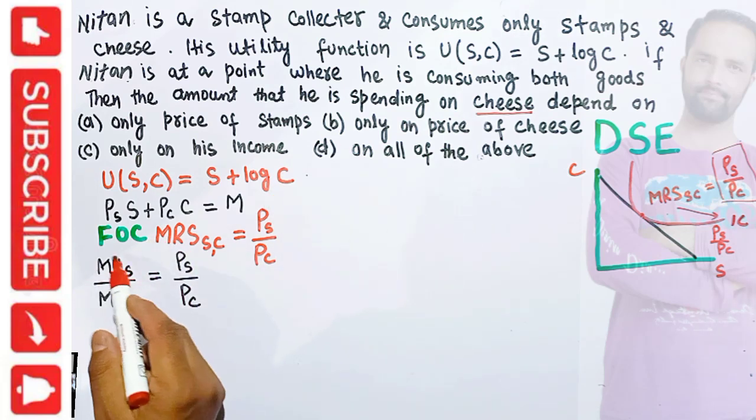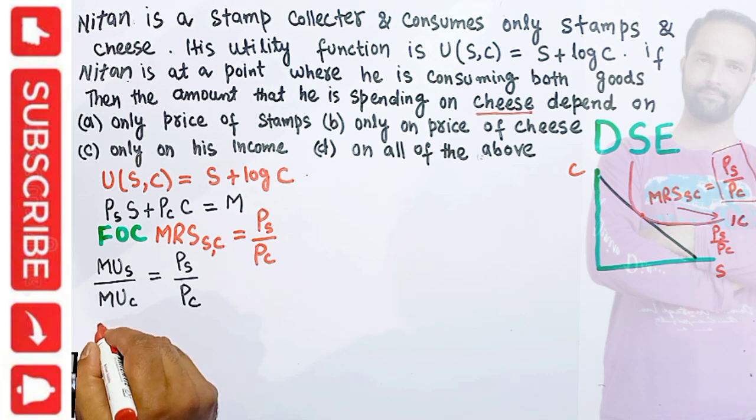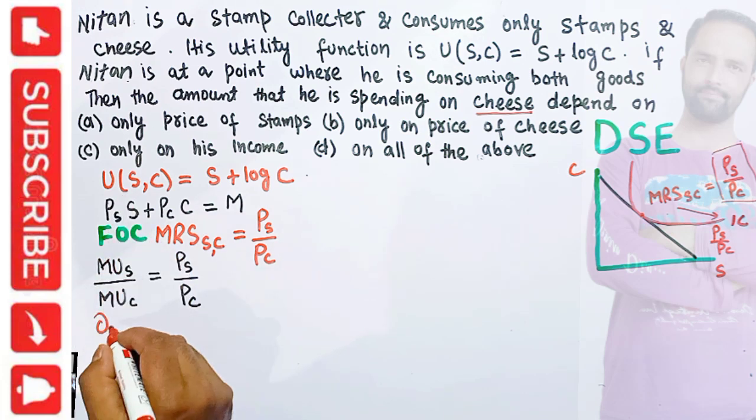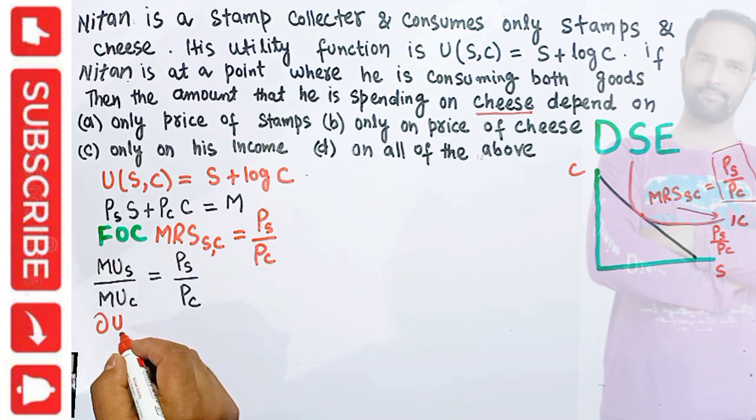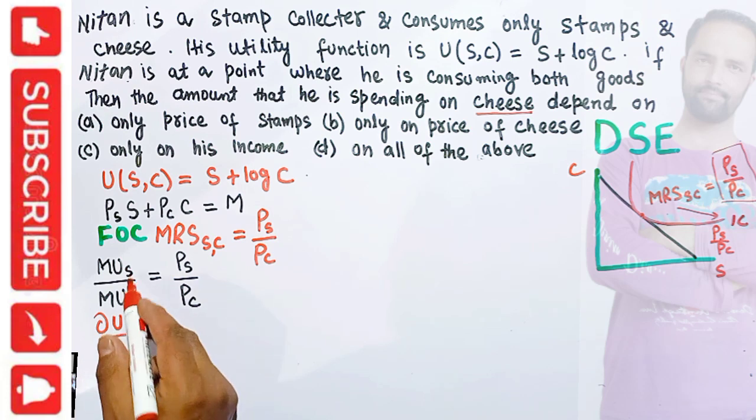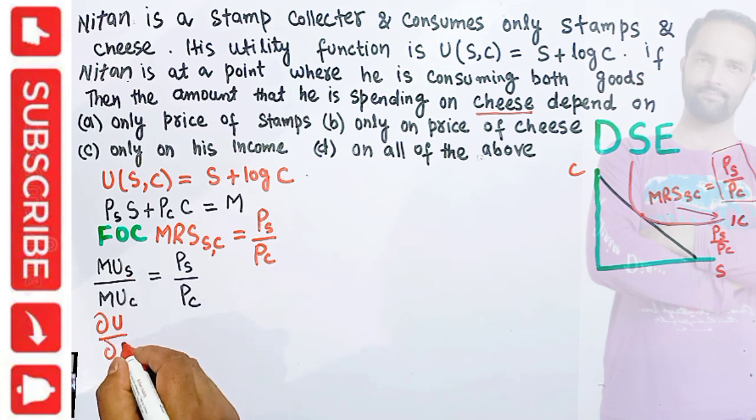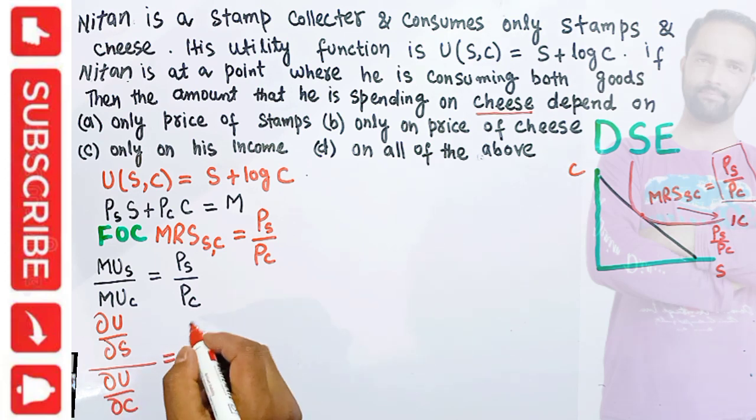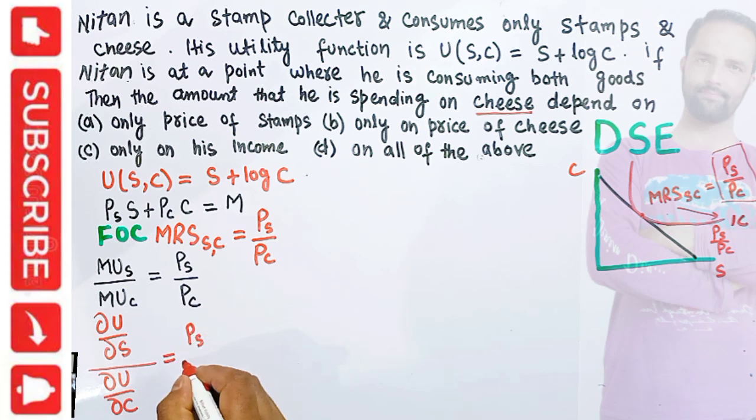Okay, so MUS means taking the partial derivative of the utility function with respect to s. And what is the marginal utility of cheese? It means the partial derivative of the utility function with respect to c. Okay, this should be equal to the price of stamps upon the price of cheese.